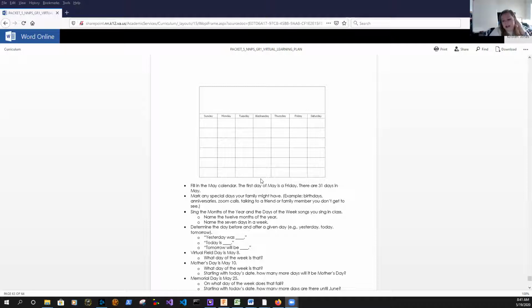So if today is the 19th, what will it be on Friday? Try and figure that out. Remember, when we're saying the date, that gives us the number. The day of the week is just the name of that day. So the date gives us the number. Today is May 19th, 2020. That is the date. Today is Tuesday.